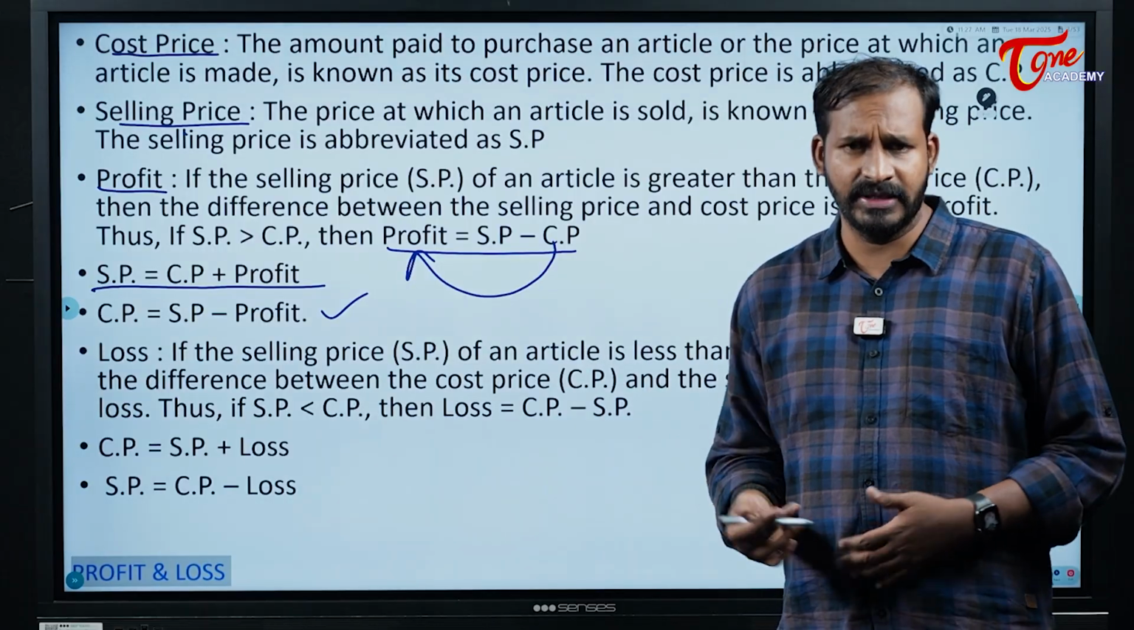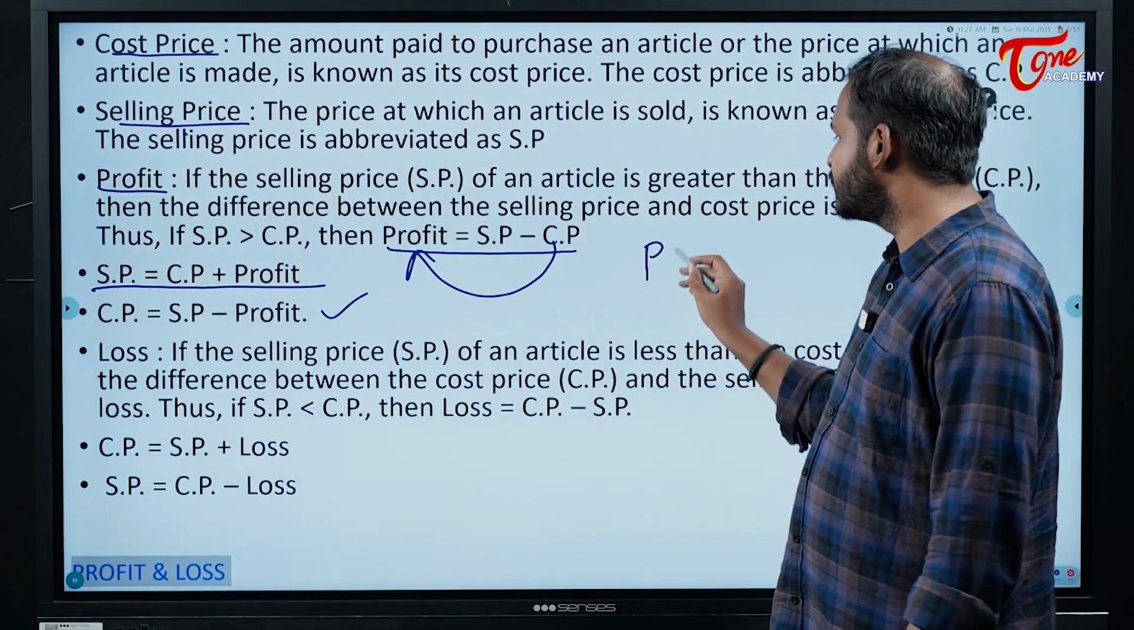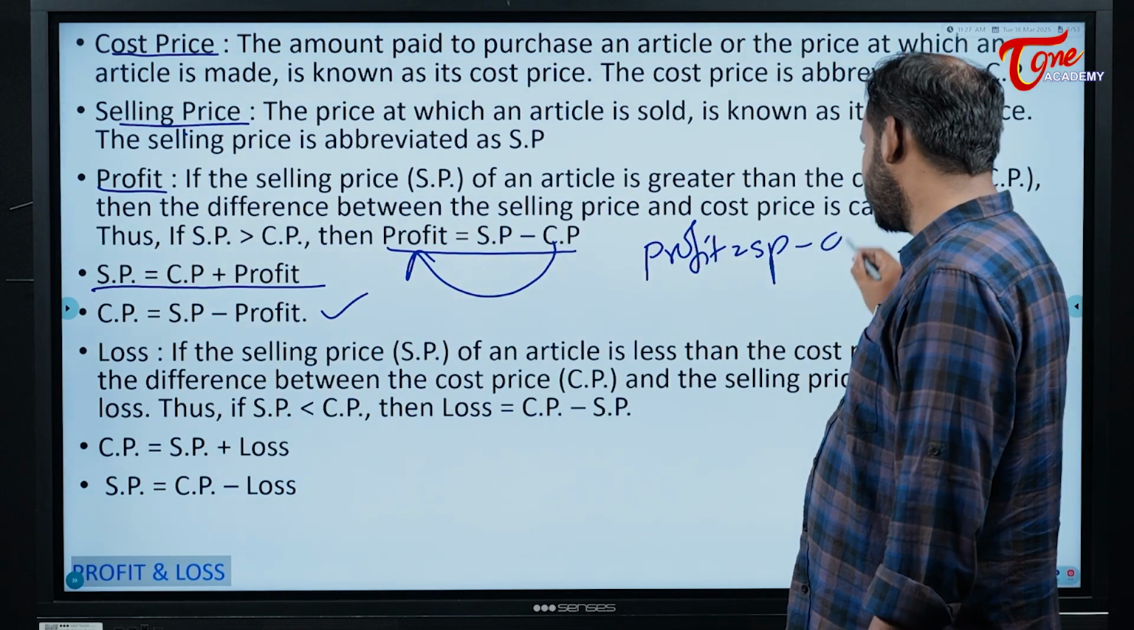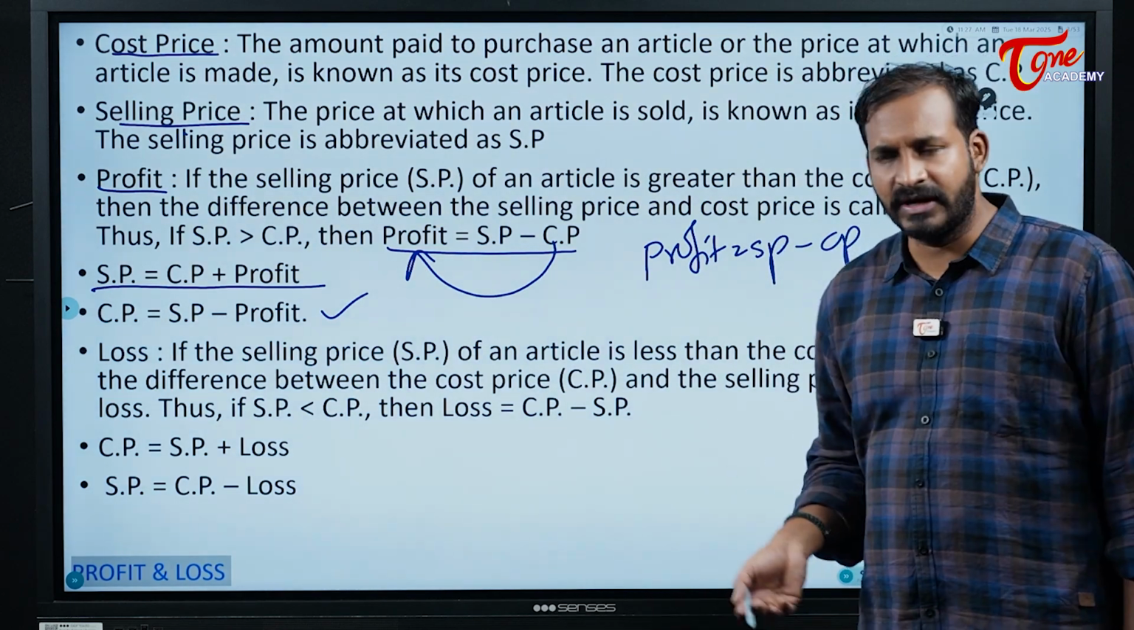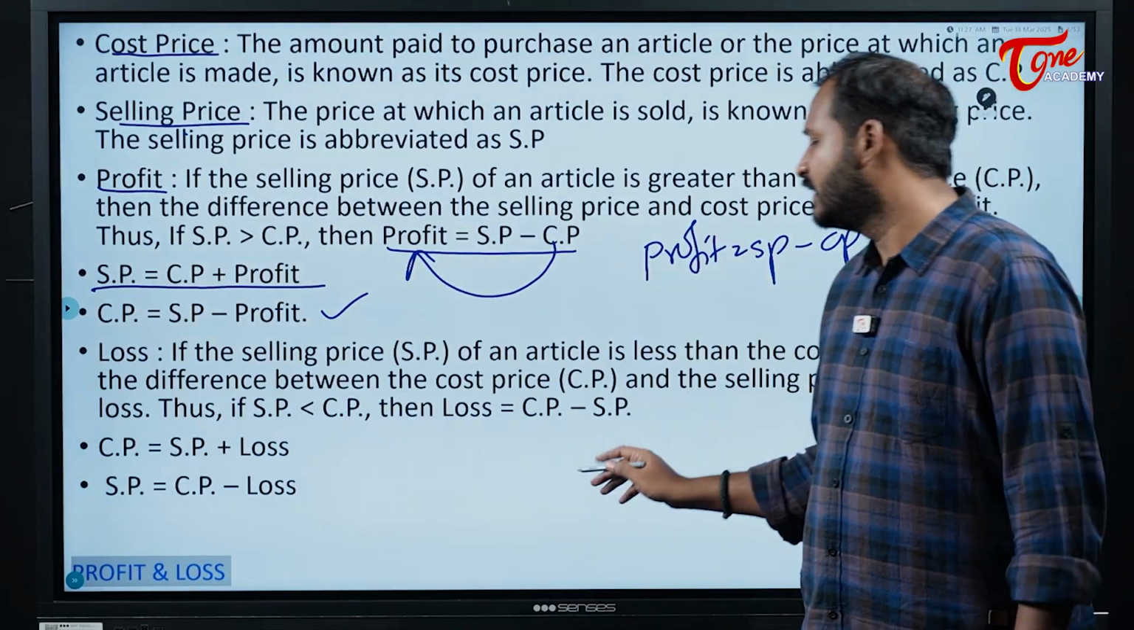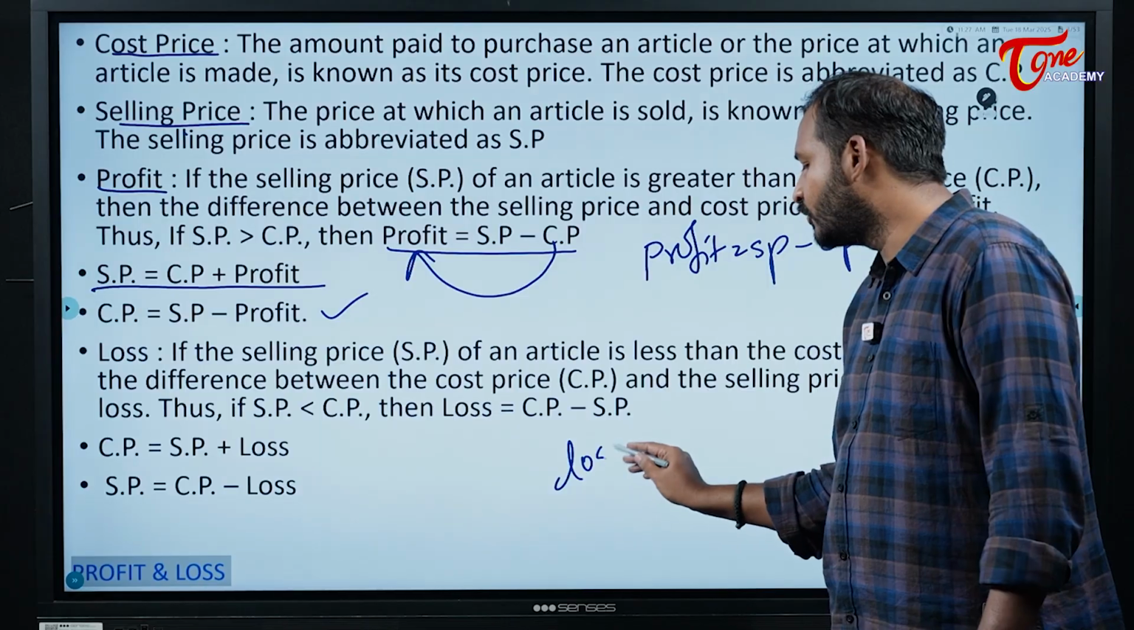Based on the requirement, we know one thing. Profit is equal to SP minus CP. Now based on our requirement, we will shuffle these three things. Very simple mathematical operation. Similarly, how do you calculate a loss?